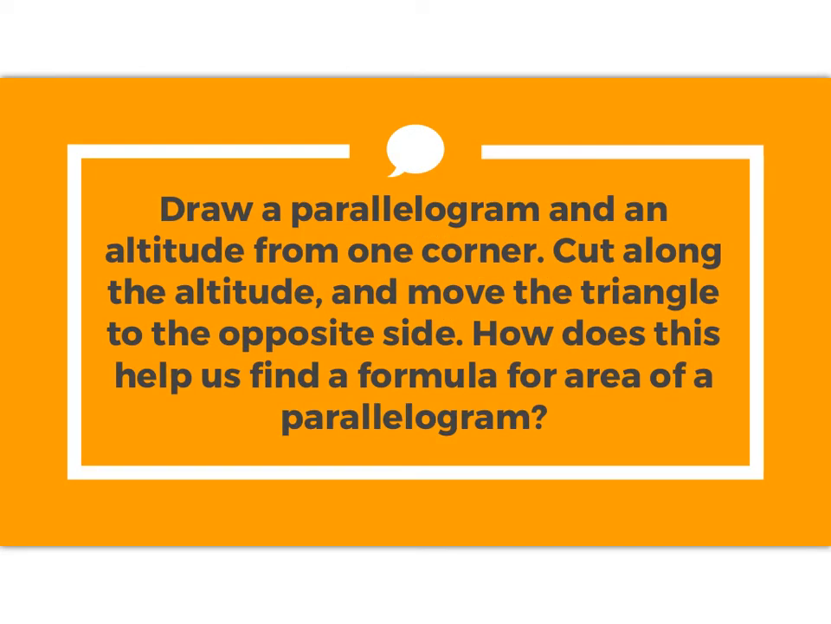I'm asked to draw a parallelogram and an altitude from one corner, okay? So if you're doing this on paper, it's going to look something like this. And then my altitude goes straight down. Make sure that it's exactly 90 degrees. If you cut right here and move that triangle over, you end up with a rectangle. So that means our formula for the area of a parallelogram is the same as it is for a rectangle, except my height has to be the altitude. It can't be that side x, okay? My base is still my base.